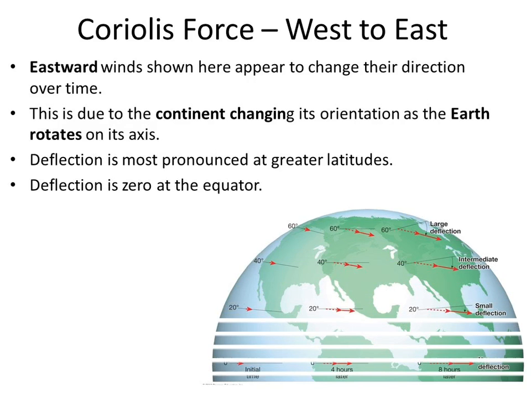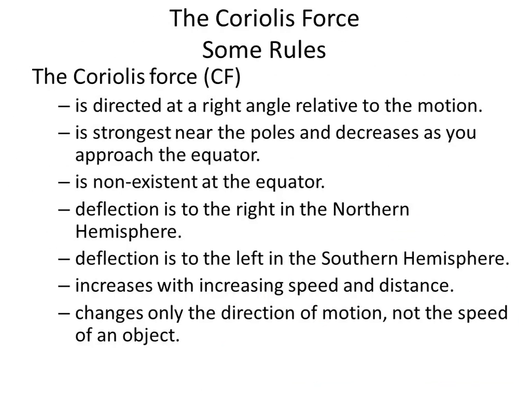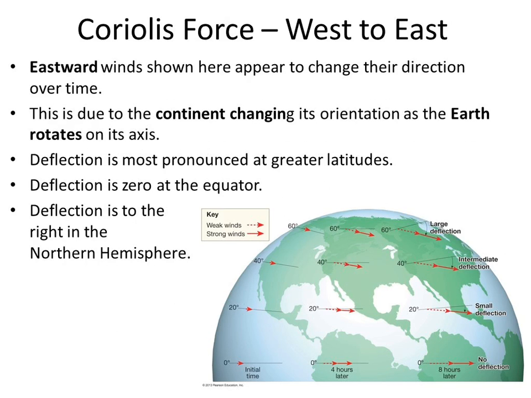So notice that at 60 degrees latitude, we have the greatest deflection. At 40 degrees latitude, less deflection. At 20 degrees latitude, less deflection. If you're at the equator, and this makes sense to me, you take off, the Earth spins, you land, guess what? No deflection. So at zero latitude, the low latitudes, there's no Coriolis force, there's no spin. So that's one of the rules of Coriolis force.